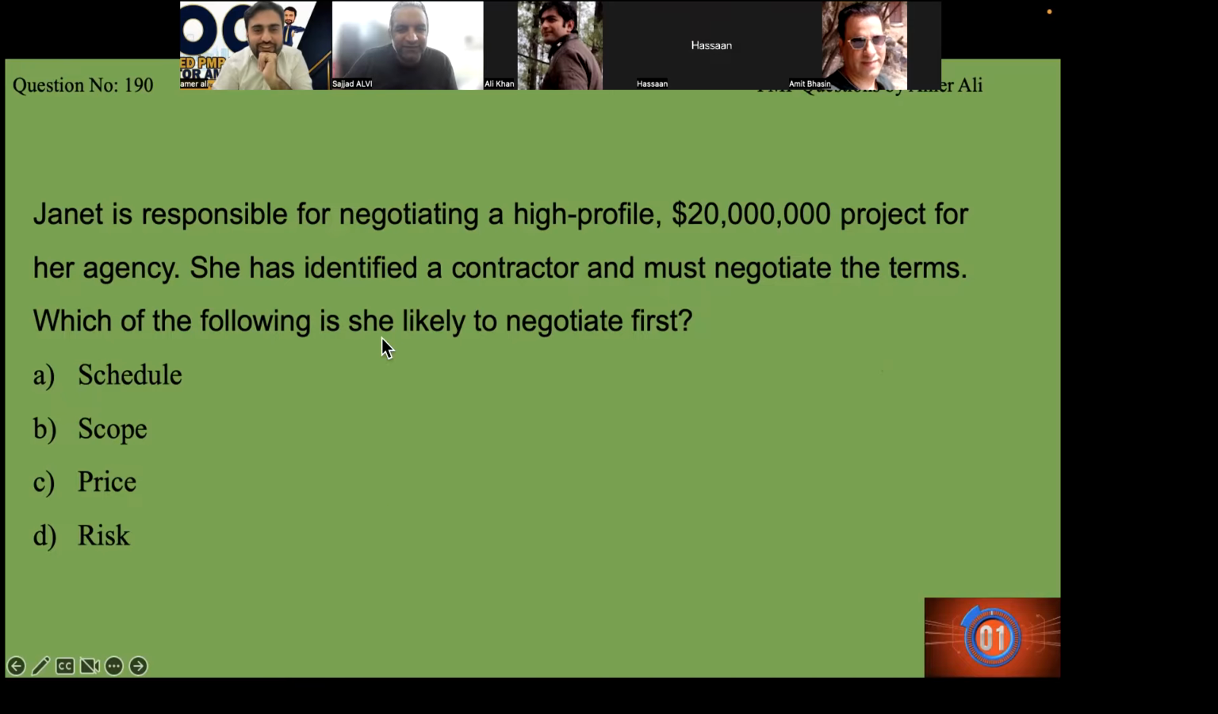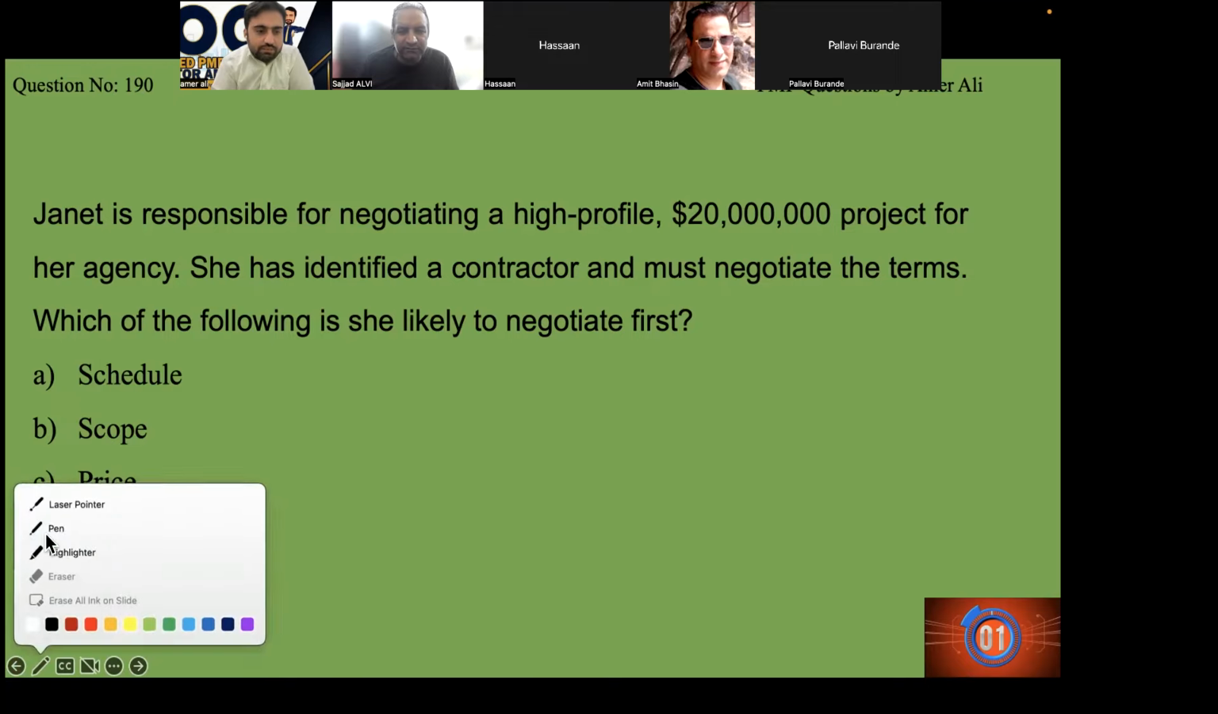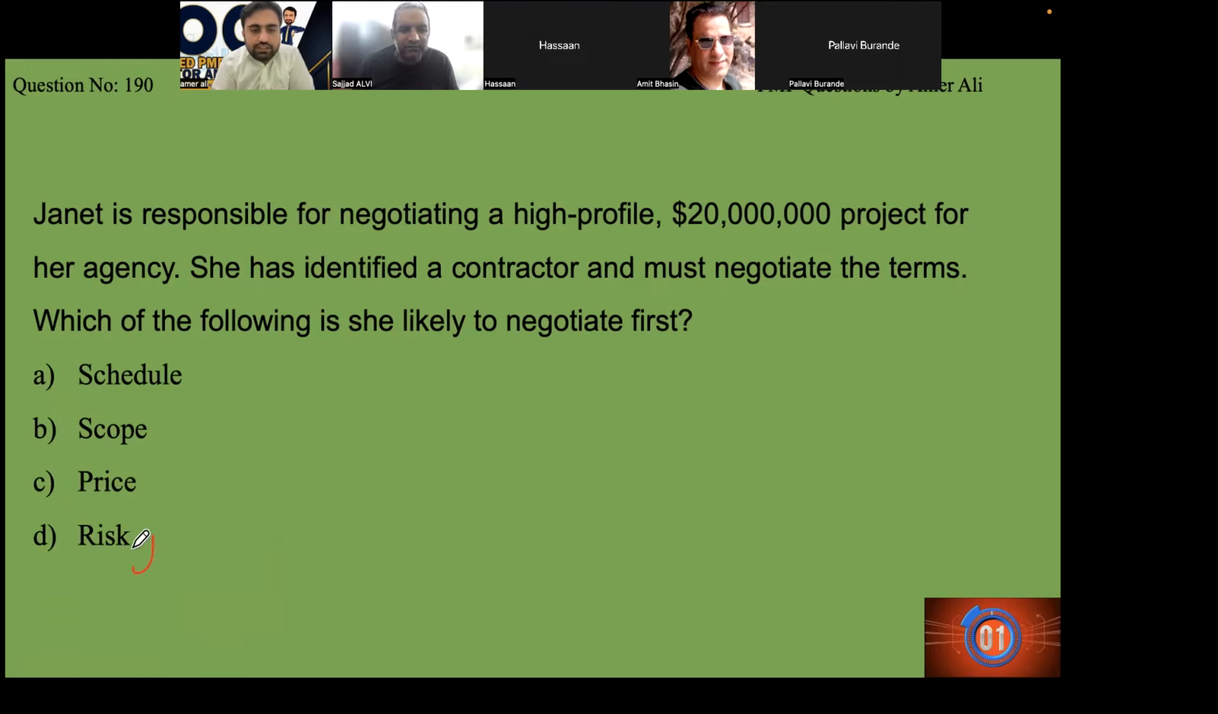Which of the following is she likely to negotiate first? Janet is responsible for negotiating a high-profile project for her agency. She has identified a contractor and must negotiate the terms. As the question says, negotiate the terms, so the most important thing is to look into the question and see where we have the terms. It is not risk, it is not price, it is not schedule. Straightforward, it is scope.